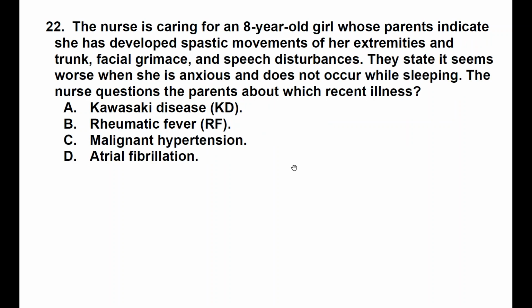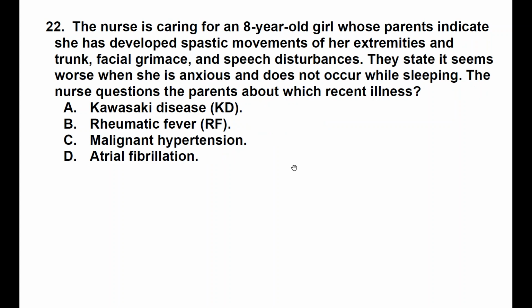The nurse is caring for an 8-year-old girl whose parents indicate she has developed spastic movements of her extremities and trunk with facial grimace and speech disturbances. The parents state it seems worse when she is anxious and does not occur while sleeping. The nurse questions the parents about which recent illness. Is it Kawasaki, rheumatic fever, malignant hypertension, or atrial fibrillation?